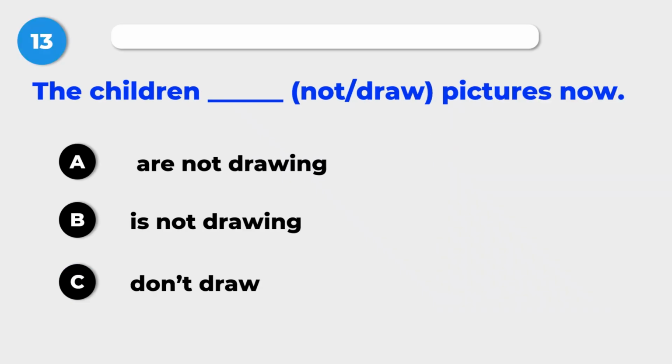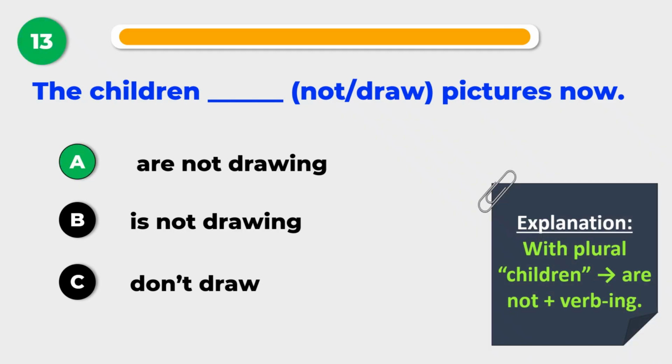Question 13. The children dash pictures now. The correct option is A. The children are not drawing pictures now.